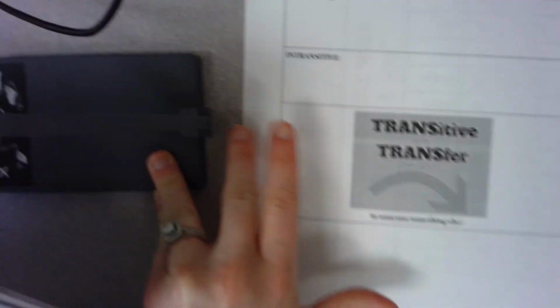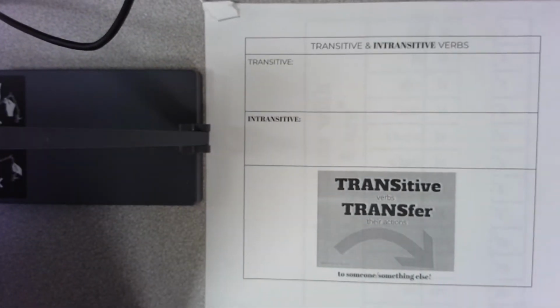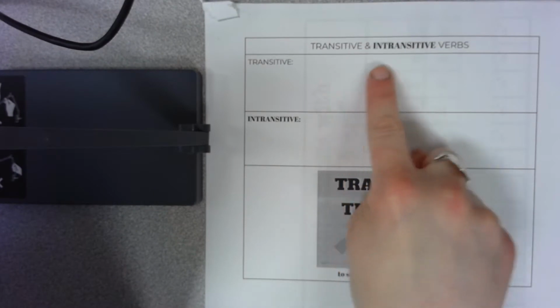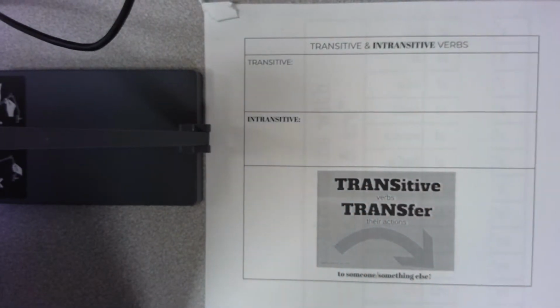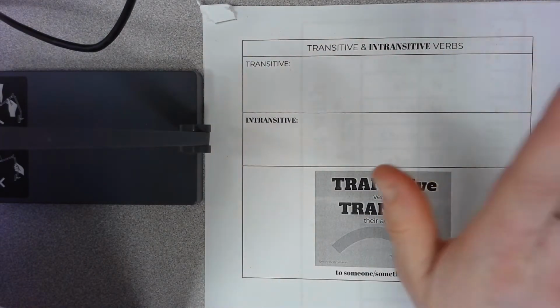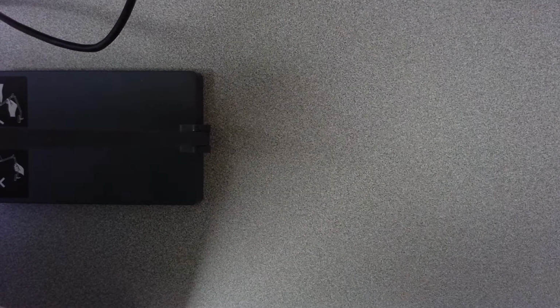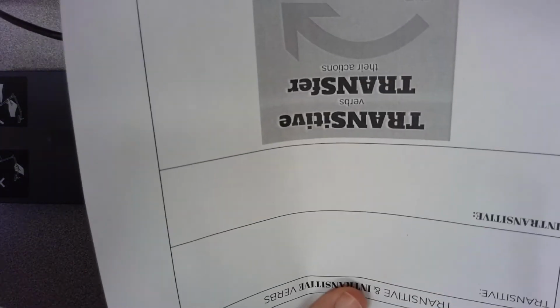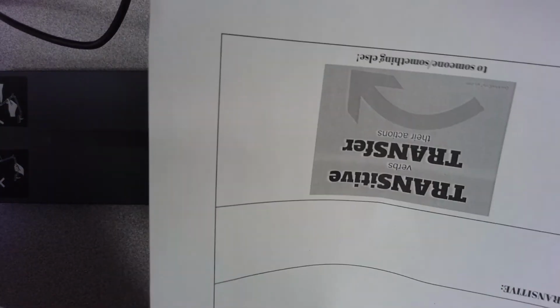Right, you are going to be working with the next page in your packet, and it's called Transitive and Intransitive Verbs. So what you're going to do is cut out all the way around the outside and just glue the whole thing down onto the next available page in your composition notebook. I will show you how to cut it out quickly, just all the way around the outside.